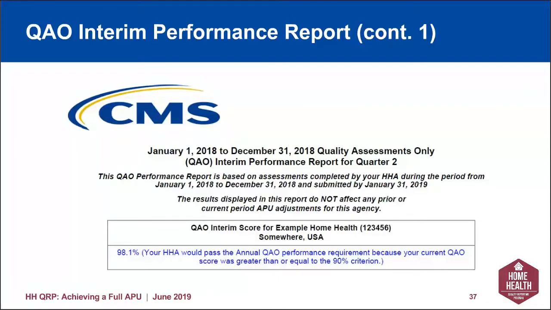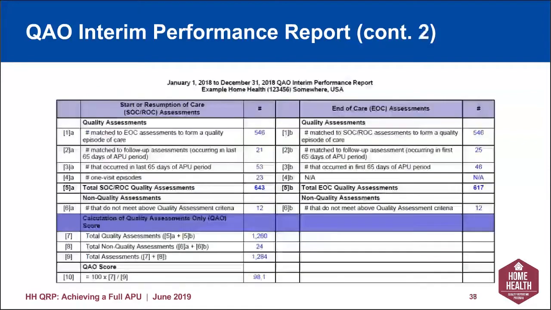This slide represents what the QAO interim performance report looks like. You can see at the top of the report, it references the period. This is January 1st, 2018 to December 31st, 2018, interim performance report for quarter two. If you skip down in the blue area in the box, it tells you that this agency has a 98.1%, and it indicates that this home health agency would pass the annual QAO performance requirement because the current QAO score was greater than or equal to the 90% criterion. This second slide just shows you the bottom of that same report, and it gives you a breakdown of the types and numbers of quality assessments.